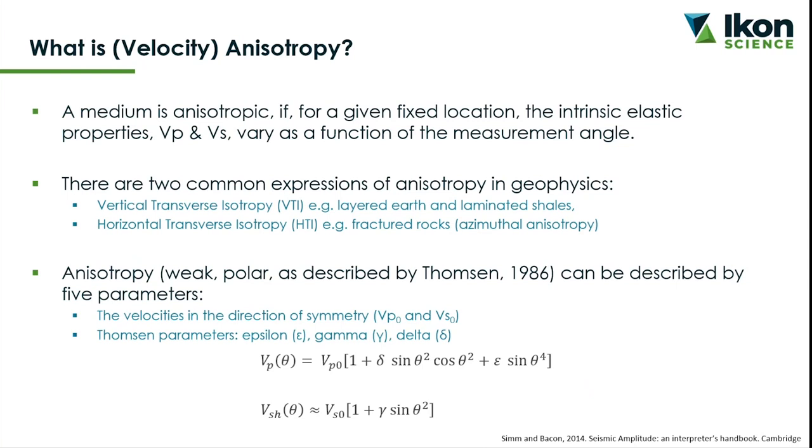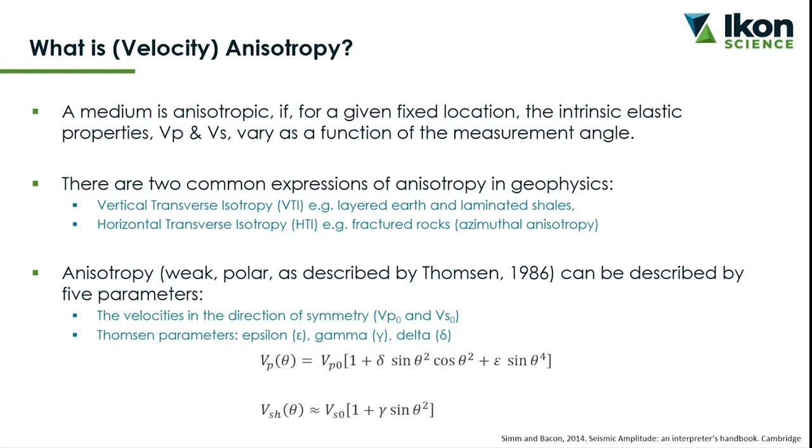There are two common types that we refer to in geophysics. That's the vertical transverse isotropy, so that would be the layered earth or laminations in a shale unit, and horizontal transverse isotropy, which would include things like fractured rocks. And we can get various combinations of these things that will give rise to different seismic responses.